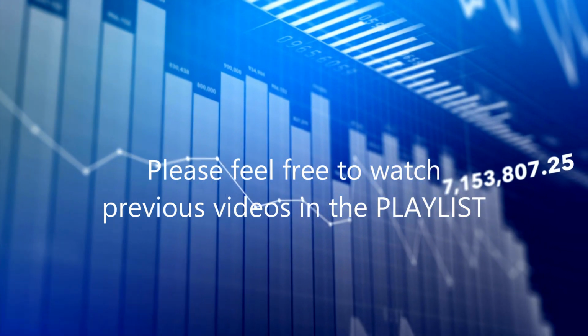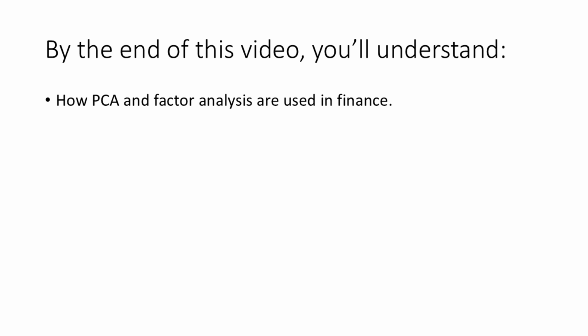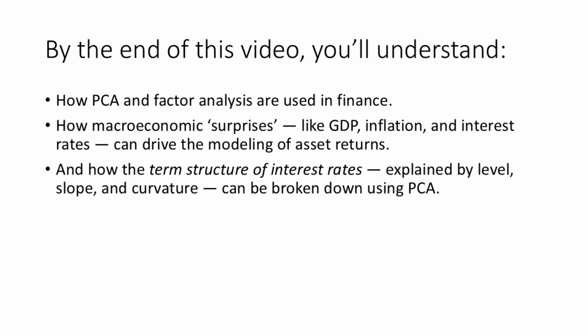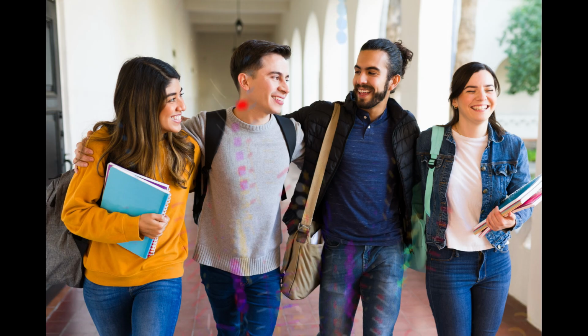By the end of this video, you'll understand Number 1, how PCA and factor analysis are used in finance. Number 2, examples of factor analysis and factor models, like the macroeconomic surprise factor model, where macroeconomic surprises like GDP, inflation, and interest rates can drive the modeling of asset returns. And 3, how the term structure of interest rates, explained by a level, slope, and curvature, can be broken down using PCA. This is going to be fun, so let's get started.